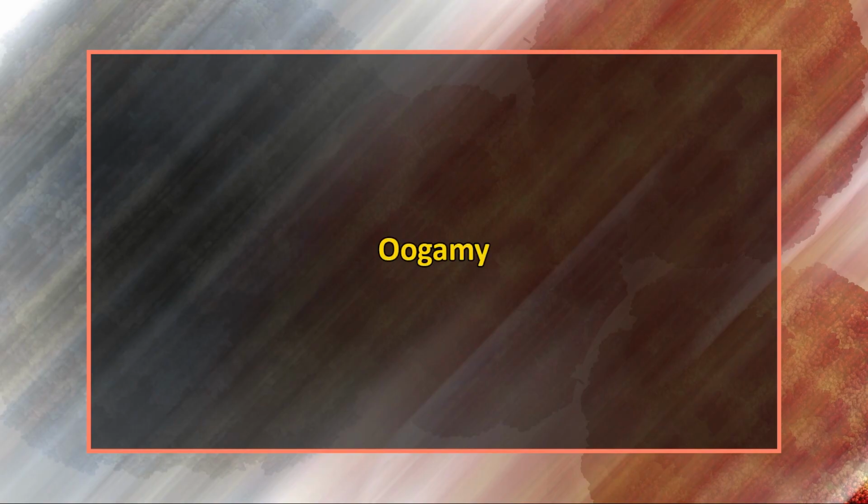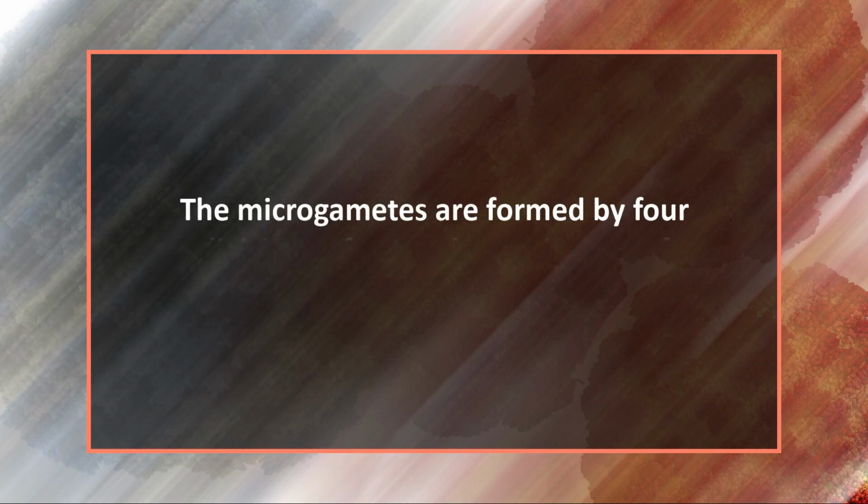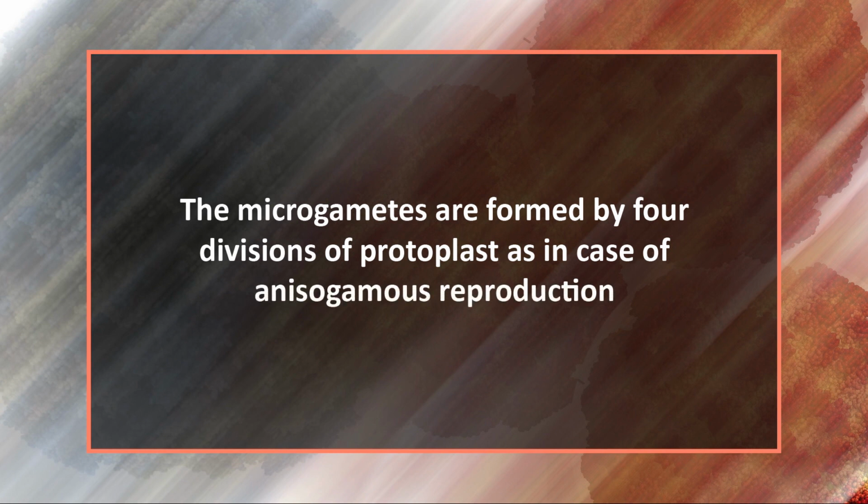Now, oogamy. The oogamous sexual reproduction takes place in Chlamydomonas coccifera and Chlamydomonas oogamum. The vegetative cell, functioning as a female cell, withdraws its flagella and directly functions as a non-motile macrogamete or egg cell. The female gamete contains many pyrenoids. The microgametes are formed by 4 divisions of the protoplast, as in the case of anisogamous reproduction.